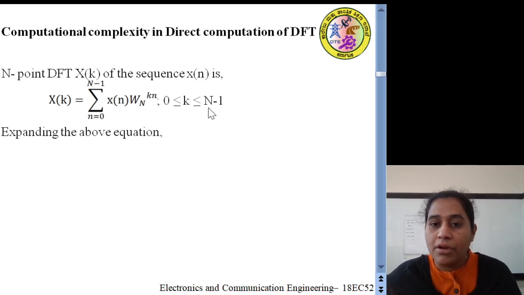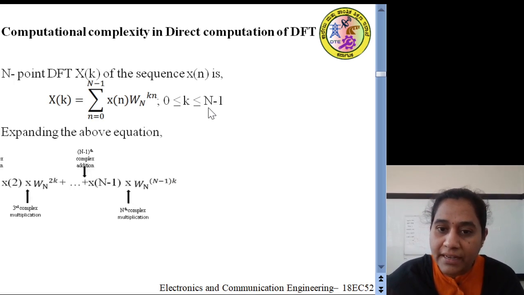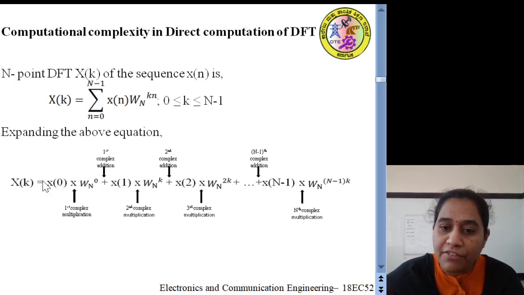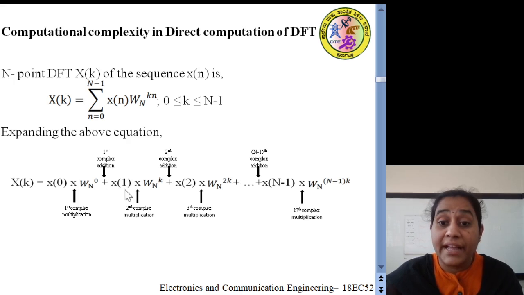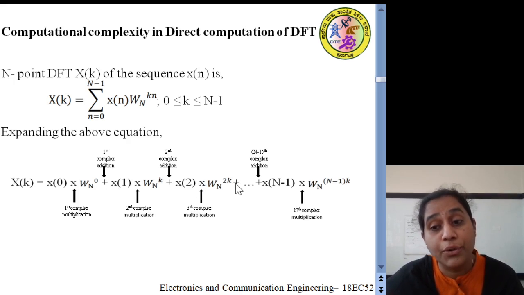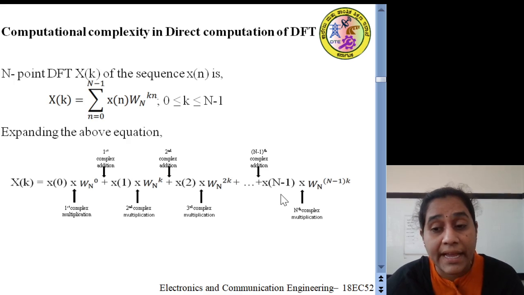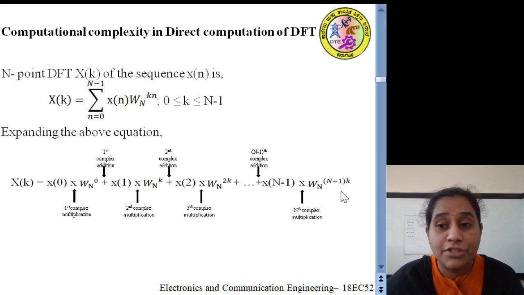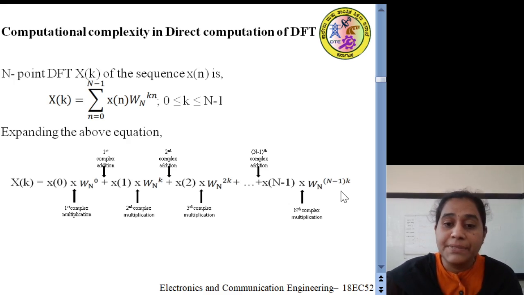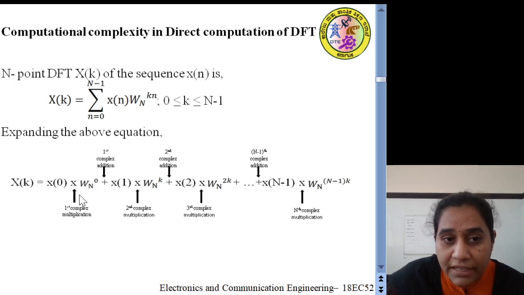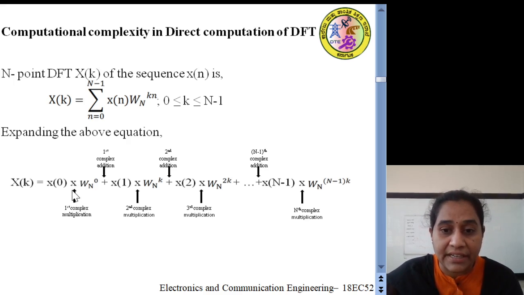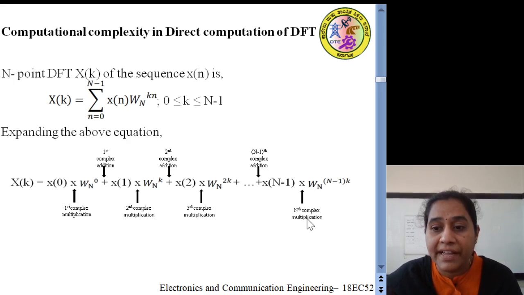So if we expand this equation, what do we obtain? X of k is equal to x of 0 into W_N raised to the power of 0, plus x of 1 into W_N raised to the power of k, plus x of 2 into W_N raised to the power of 2k, and so on, up to plus x of N minus 1 into W_N raised to the power of (N minus 1) into k. Observe here, this represents the first complex multiplication, and this one represents the second complex multiplication. This is the third one. Similarly, this one represents the last complex multiplication, that is, the Nth complex multiplication.